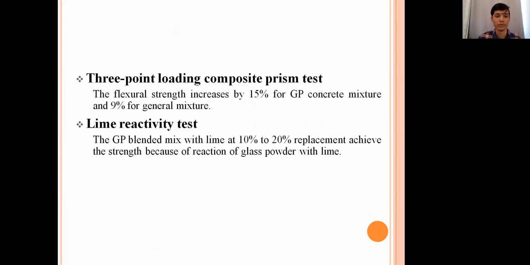Moving on, the 3-point loading test is done to find out the fracture strength of the concrete. The fracture strength increases by 15% for the glass powder concrete mixture and 9% for the general mixture without glass powder. Then the lime reactivity test. The glass powder blended mix with lime at 10% to 20% replacement achieves strength because of the reaction of glass powder with lime.